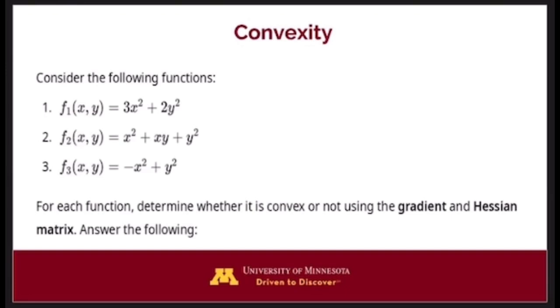Now, for each, determine whether it is convex or not using the gradient and Hessian matrix. Let me tell you this: because there are so many ways to investigate convexity, I will tell you the particular approach I want you to use, just like I'm saying here. I said using the gradients and the Hessian matrix. The gradient involves the first derivative, and setting up the Hessian matrix involves you doing the second derivative.